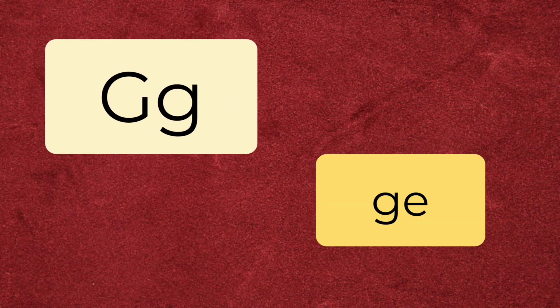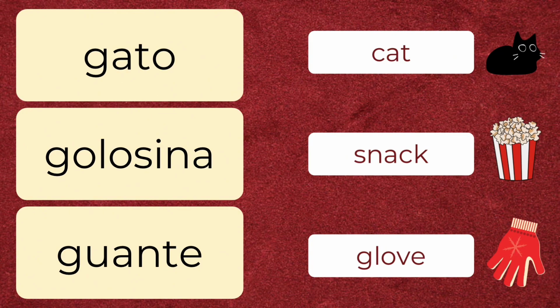Letter G in Spanish is G, and the sound of this letter is going to depend on what letter goes after it. So, if after letter G we have an A, O, U, or any consonant, it is going to sound like G. For example, gato, golosina, guante.